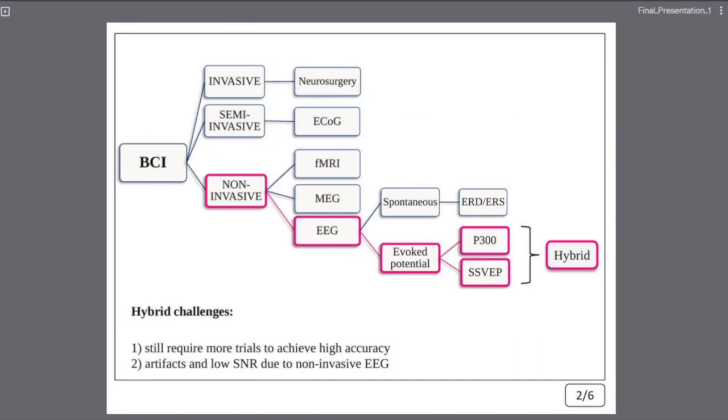A steady-state visual evoked potential, or SSVEP, is the most widely used pattern, an oscillatory signal that is generated by off-on visual stimulation that requires the brain. There are some challenges for these two types of signal, including that they require more trials to achieve high accuracy, and another one is artifacts and low SNR, signal-to-noise ratio, due to non-invasive EEG. So we need a strong algorithm to overcome these challenges.